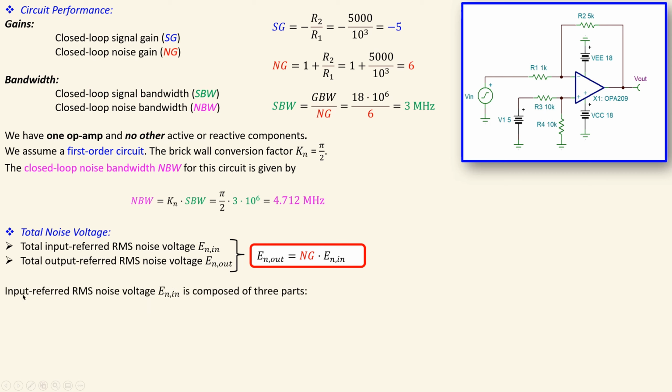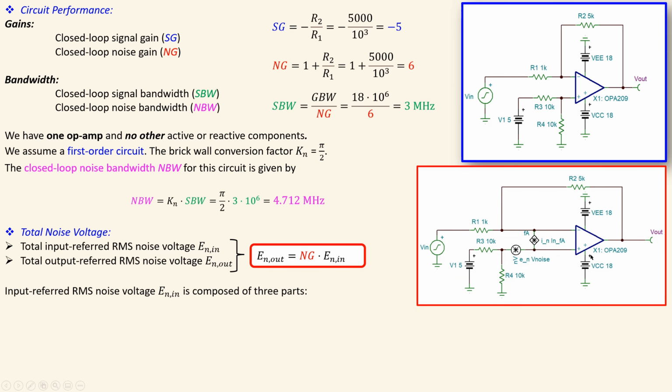So the input referred RMS noise voltage here is actually composed of 3 parts. The first one is the op-amp model, as you can see here. This is actually the model of this op-amp. We have the input current source of the op-amp and also the input noise source of the op-amp. And we have also the resistors around it. So we have actually 3 parts, which will of course be determined by the noise current of the op-amp, the noise voltage of the op-amp, and also the resistors, which will contribute thermal noise.